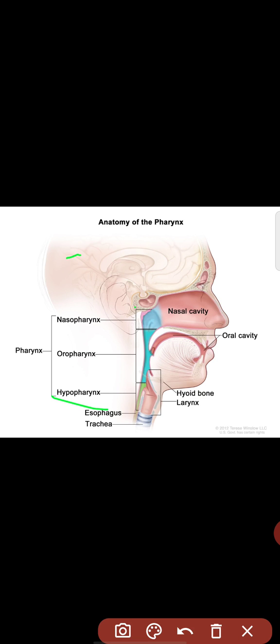So that is all about the pharynx. If you have any doubt, you just refer to your notes and you can also discuss with me.